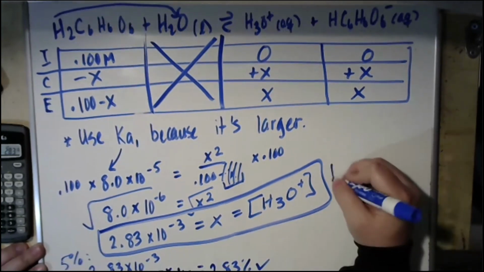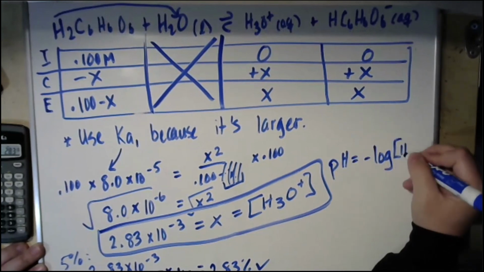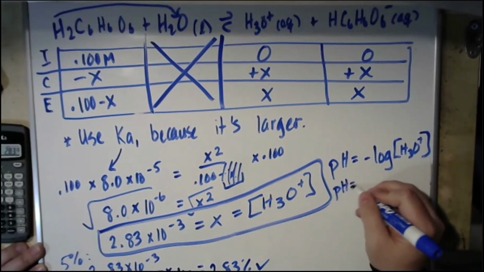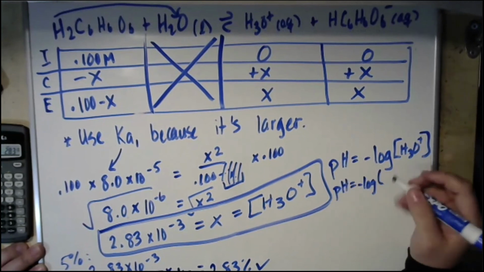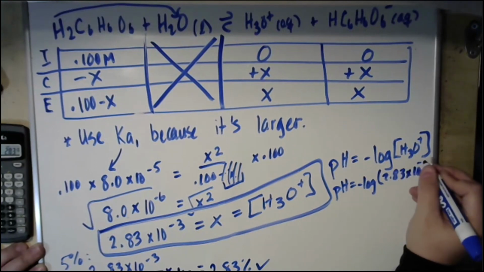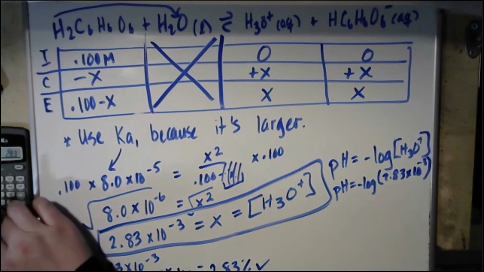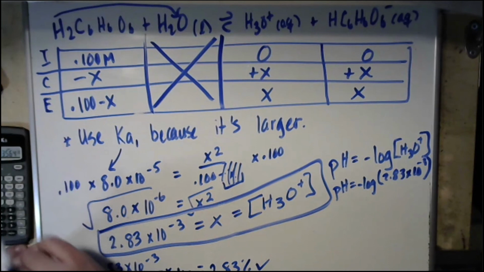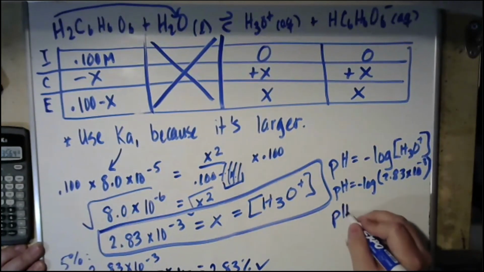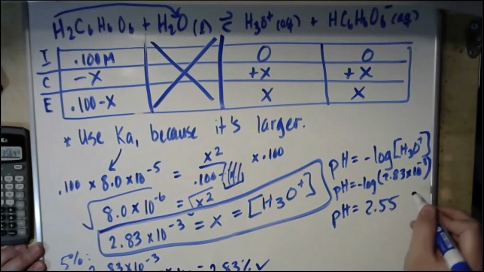So pH is going to be the negative log of our H3O plus, so the negative log of 2.83 times 10 to the negative 3. So our pH is going to equal 2.55.